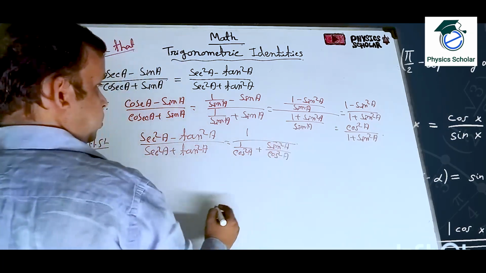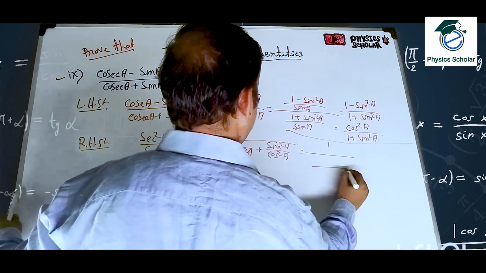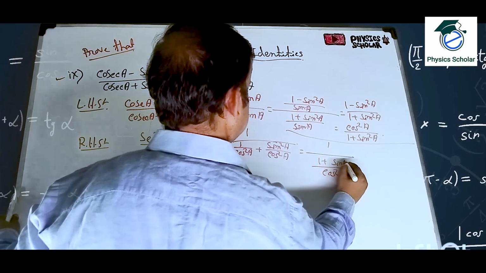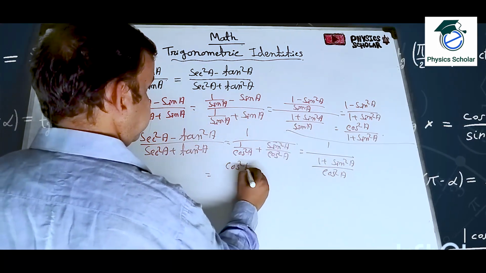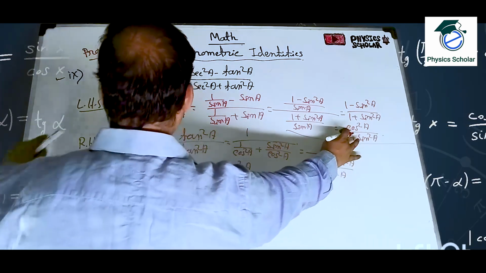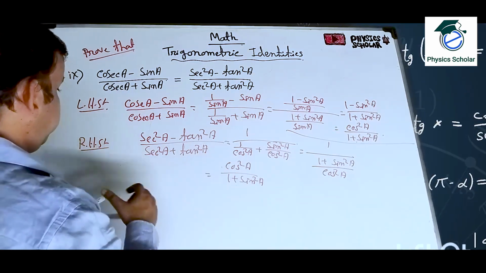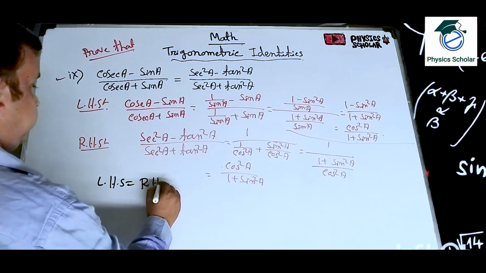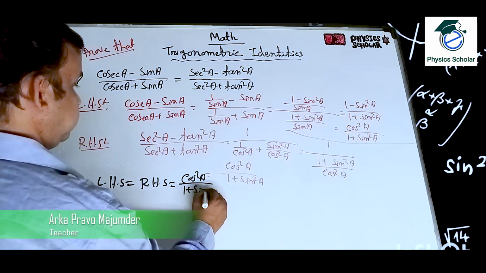Clear? So what we can write now? 1 divided by cos square a will be the LCM. So 1 plus sin square a. So what you can write now? Cos square a divided by 1 plus sin square a. So see, left hand side it is coming cos square a by 1 plus sin square a. Right hand side it is coming cos square a by 1 plus sin square a. So as a whole, what you can write? Left hand side is equal to right hand side is equal to what? Cos square a by 1 plus sin square a.